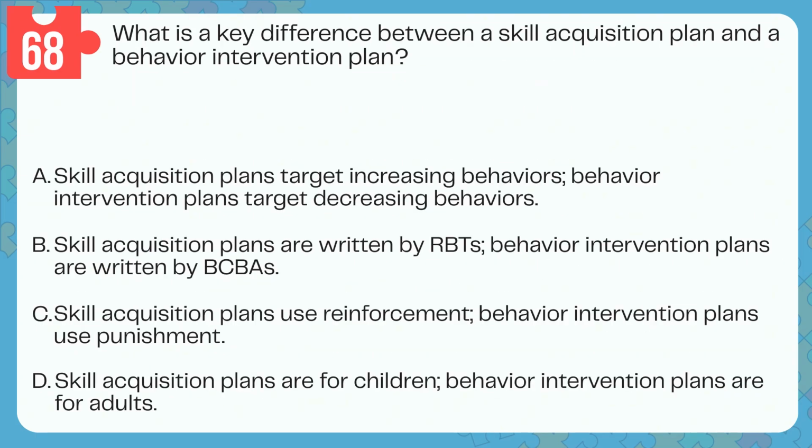Question 68. What is a key difference between a skill acquisition plan and a behavior intervention plan? A. Skill acquisition plans target increasing behaviors. Behavior intervention plans target decreasing behaviors. B. Skill acquisition plans are written by RBTs. Behavior intervention plans are written by BCBAs. C. Skill acquisition plans use reinforcement. Behavior intervention plans use punishment. D. Skill acquisition plans are for children. Behavior intervention plans are for adults.